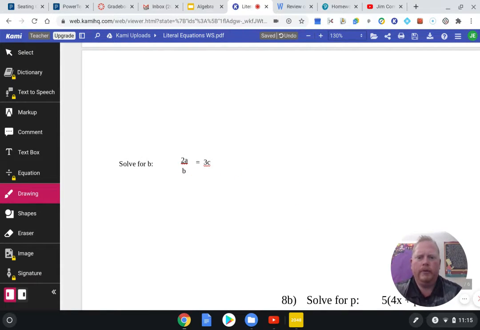Solve for b. 2a over b equals 3c. Well, if I'm going to get b all by itself, b being in the denominator is a bad place for it to be. That was a complicated sentence. So here's what I'm going to do. I don't like having that fraction there. I'm going to clear out the fraction by multiplying by what's in the denominator. Much like we did on the last problem, I'm going to multiply both sides by b. So that way this b cancels out that b, and I now have 2a equals 3cb. Or if you wanted to call it 3bc, that's fine too.